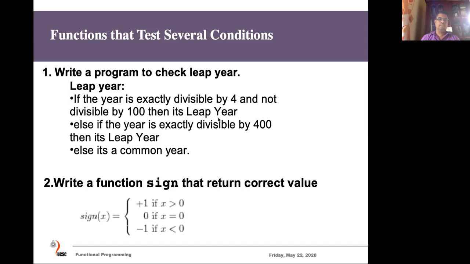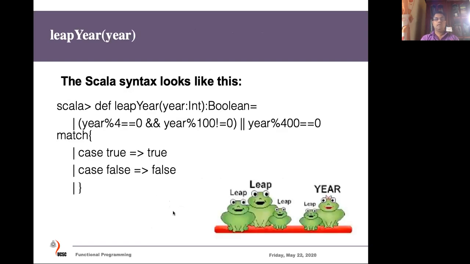In the second, we are asking you to write a function to solve the sign x value. Our sign x function has three outputs: plus one if x is greater than zero, zero if x equals zero, and in other cases, minus one. So let's say we want to implement a function called sign which returns these three outputs. Okay. So let's take the first one, finding the leap year.